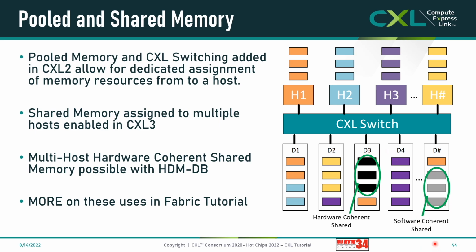We can also enable a software coherence model, where instead of having the tracking and the back invalidate channels, software ensures that the memory is consistent between the different hosts, so we don't require the tracking and the back invalidate channel. And this may be useful for workloads where software knows and understands the handoff between the different hosts. This concept of multi-host coherence and fabric attached memory will be discussed more in the fabric tutorial.